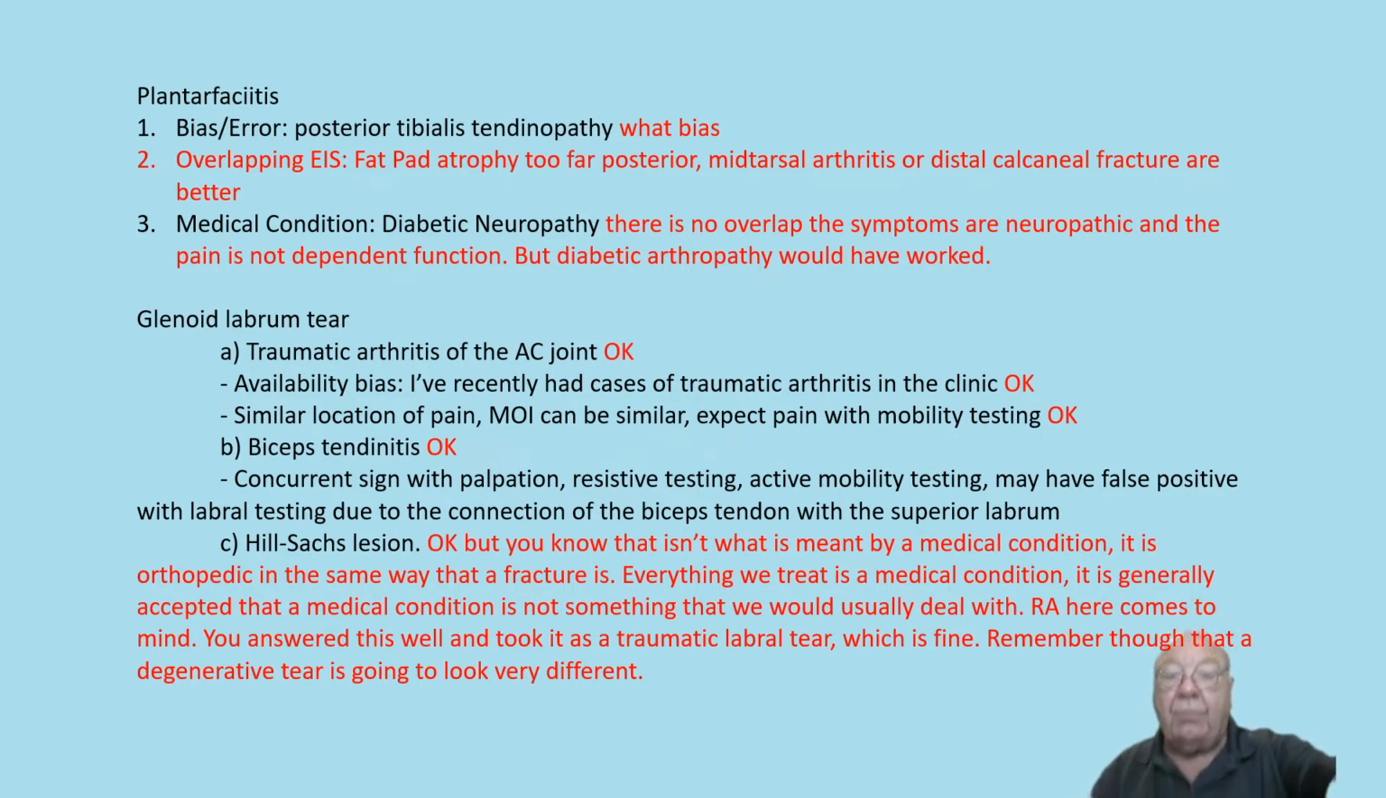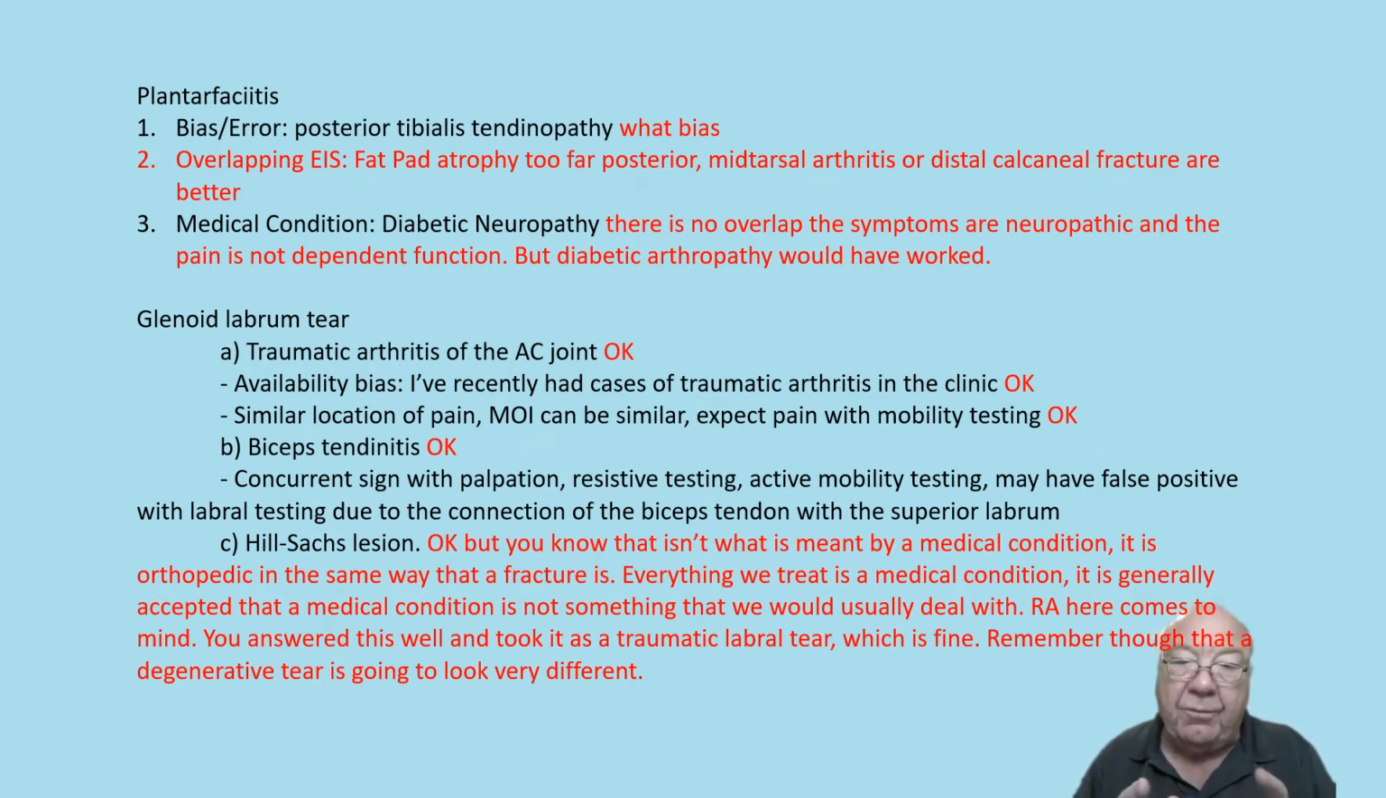Labral tear. So we've got one differential diagnosis, traumatic arthritis of the AC joint. Okay, or a traumatic dysfunction of the labral tear. So now I'm thinking that this labral tear is degenerative because you will have a traumatic shoulder arthritis with this. Bias here, availability bias. I've recently had a case of traumatic arthritis in the clinic, and that's exactly right. Perfectly good bias and reason for it. And he's also given the other reasons why he's picked that, which wasn't necessary. Biceps tendinitis, yeah, that's fine as well, but it should be tendinosis now.